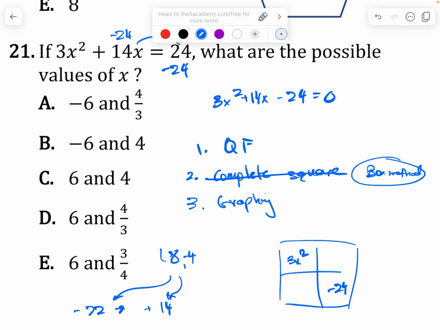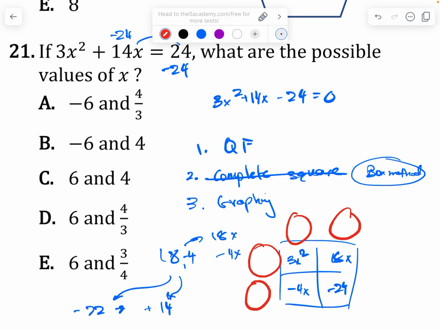Okay, so now you're going to take each of these and put an x in front of it. Then you plug them into the other two boxes. It doesn't matter which one you put them in. The last thing you're going to identify is a value in each of these circles. It's going to be the greatest common factor of each row or column. So for this row, what's your greatest common factor? They both have negative 4 in them, so it's going to be negative 4.